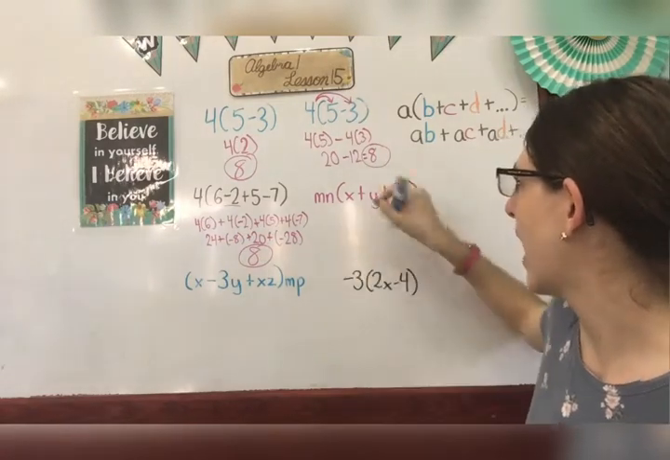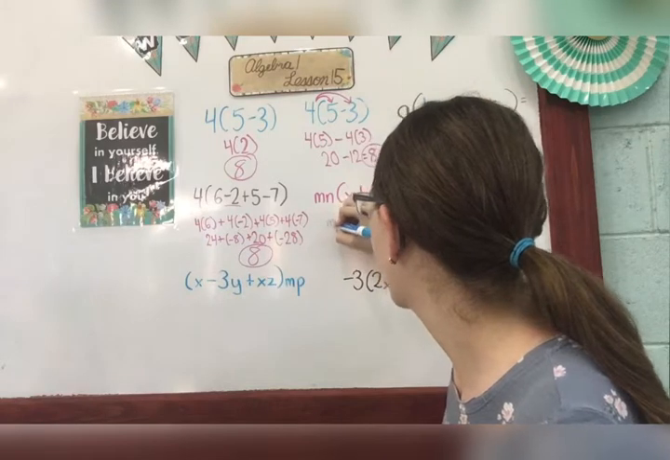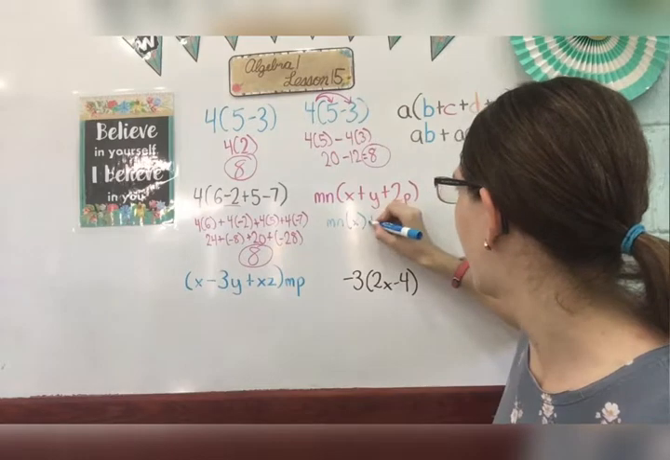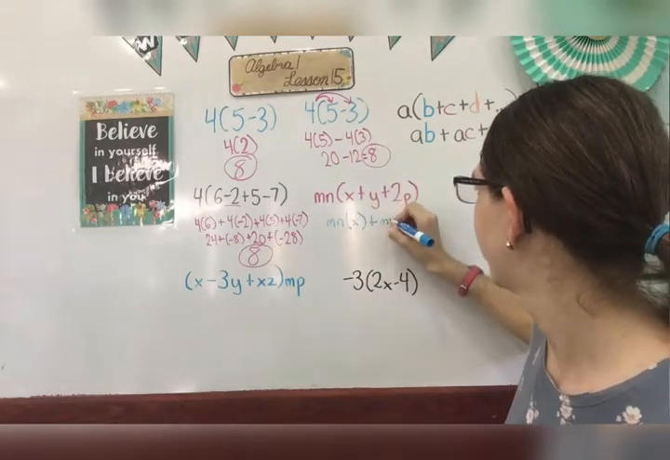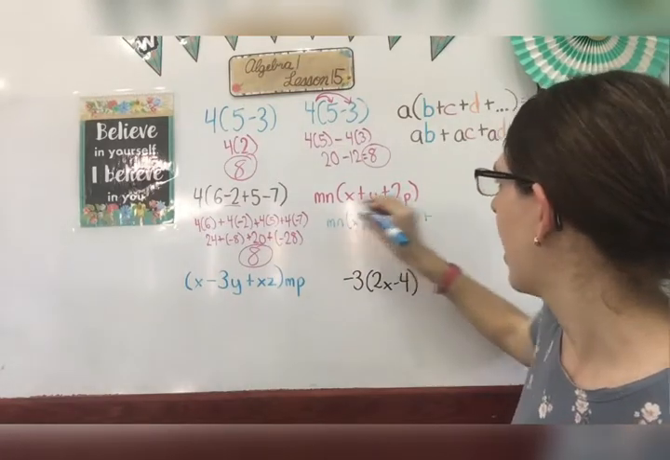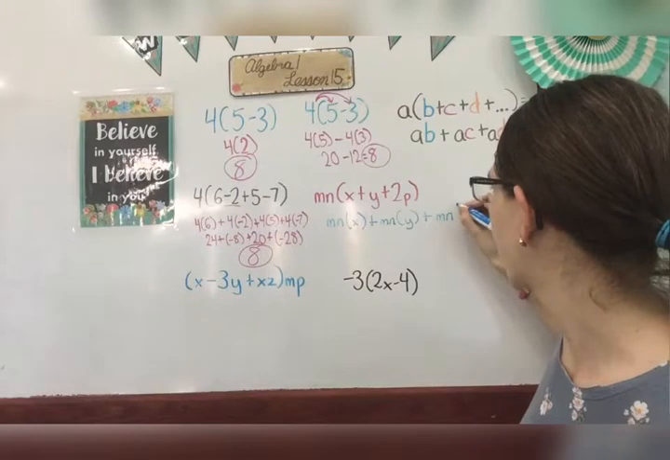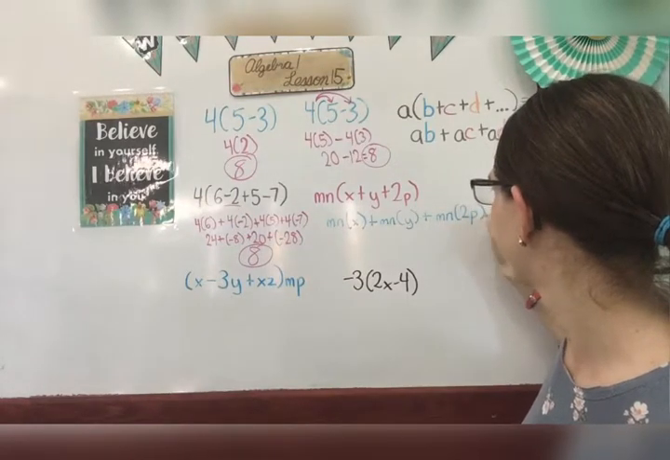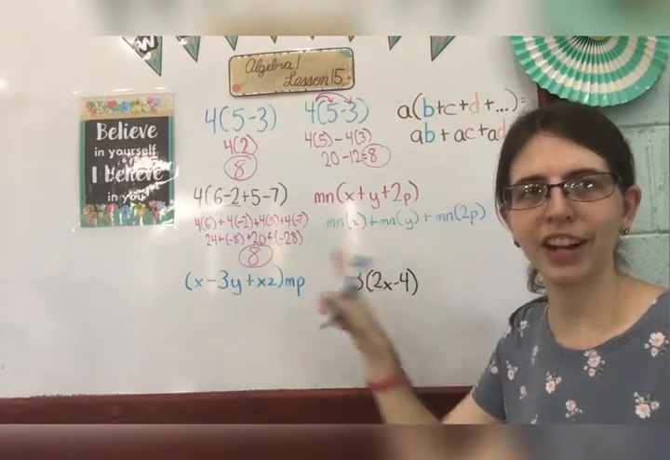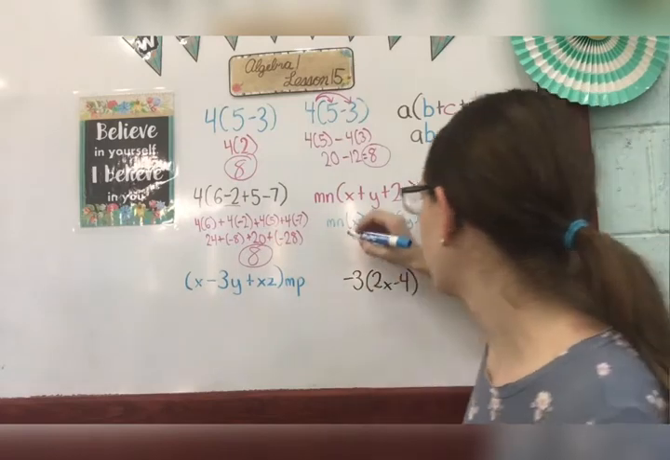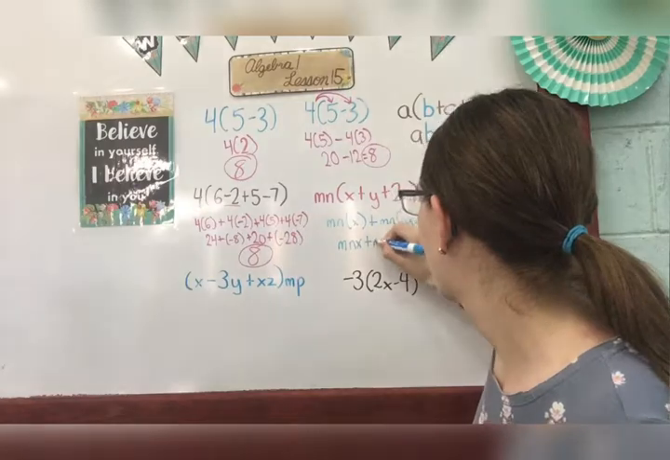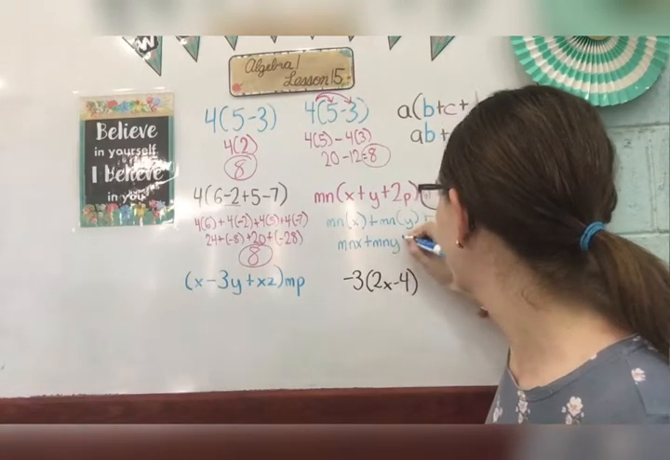So to distribute mn to each one, I have mn times x plus mn times y plus mn times 2p. Now I can simplify this and write it without all of the parentheses. Sorry for the glare that's in the video. Okay, so I can just write mn x plus mn y plus.